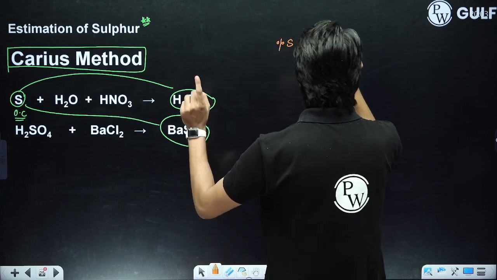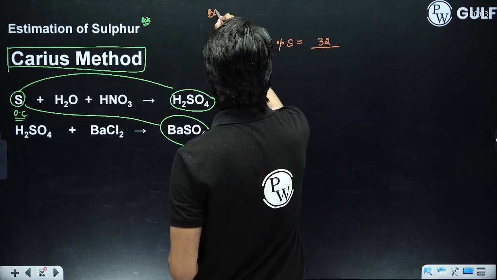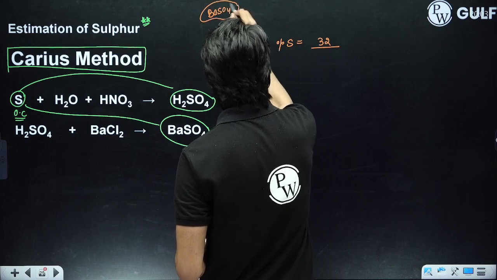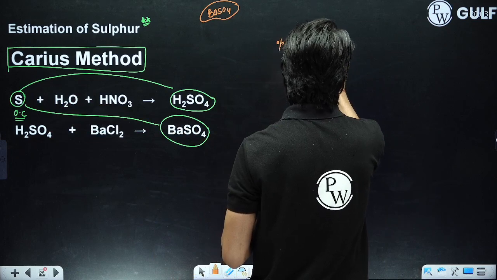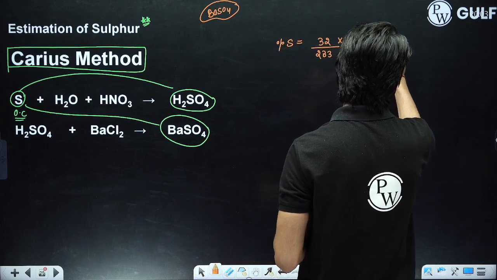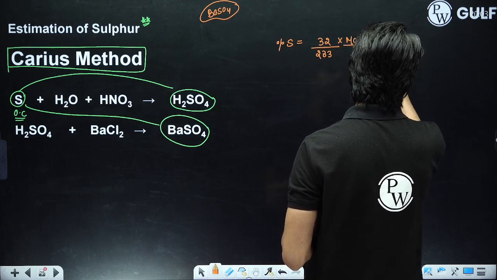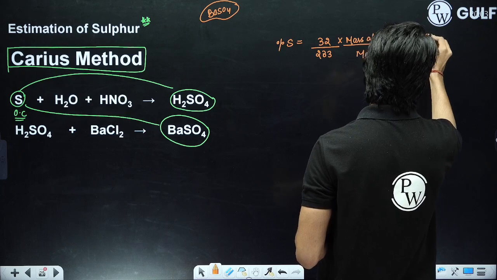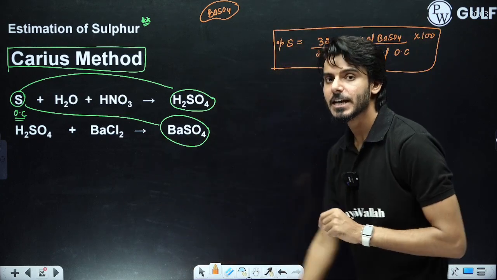So, molar mass of sulfur is 32, and the molar mass of barium sulfate, because we need a stoichiometric relationship between sulfur and barium sulfate, you will calculate this, you will have 233. The mass of BaSO4 is given to you in the question, divided by the mass of organic compound in which the sulfur is present, multiplied by 100. This is how, guys, you estimate the percentage of sulfur.